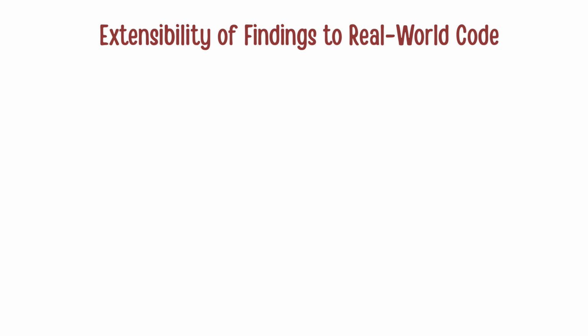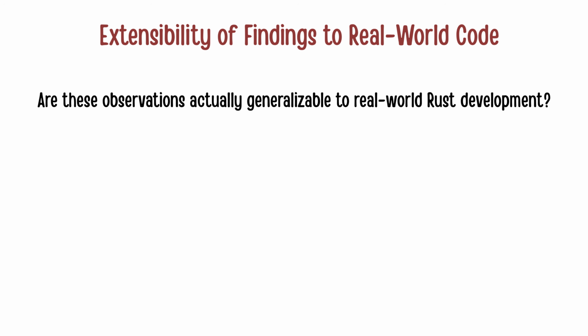At this point, the authors have analyzed the translations created by their 33 participants in detail. But there is an important question. Are these observations actually generalizable to real-world Rust development? To investigate this, the authors conduct a post hoc analysis of a mature open-source Rust project called uutils.